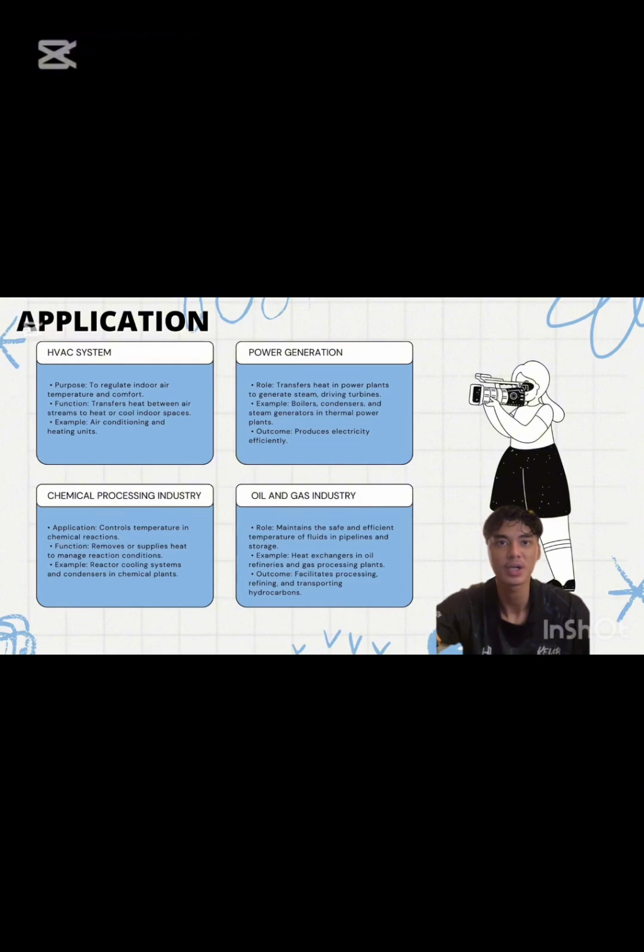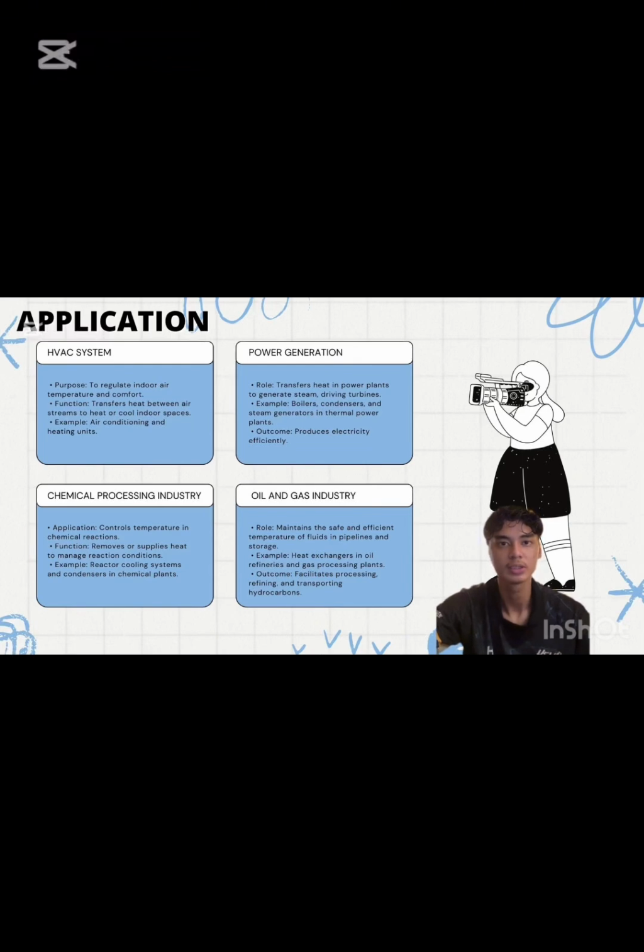So the first one is HVAC. Heat exchangers regulate indoor temperature for comfort. In winter, they transfer heat to warm indoor air. In summer, they remove heat to cool it down. This keeps buildings comfortable year round.